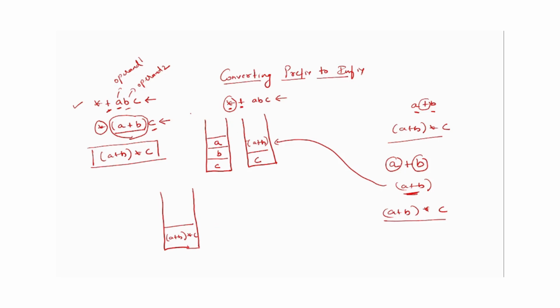Now we have nothing to evaluate to the left. We are moving from right to left, so we have nothing to evaluate to the left. Therefore we'll stop here, and whatever is left in the stack would be our answer. So what is the answer? A plus b star c, which is the same as the answer we have got using the direct method.